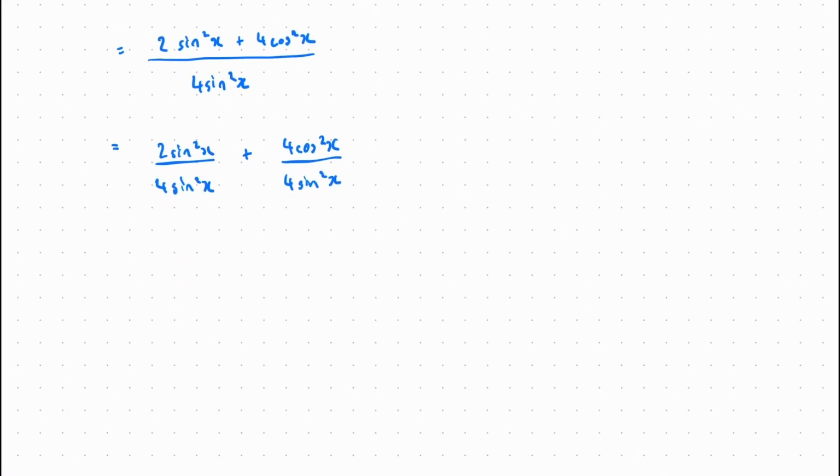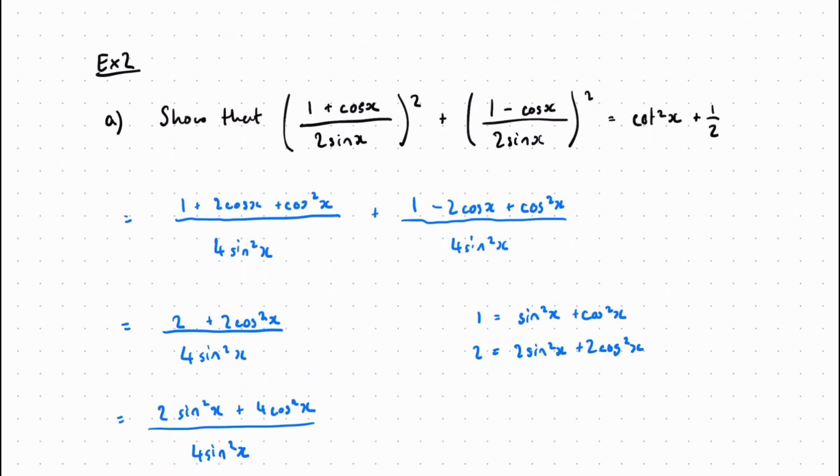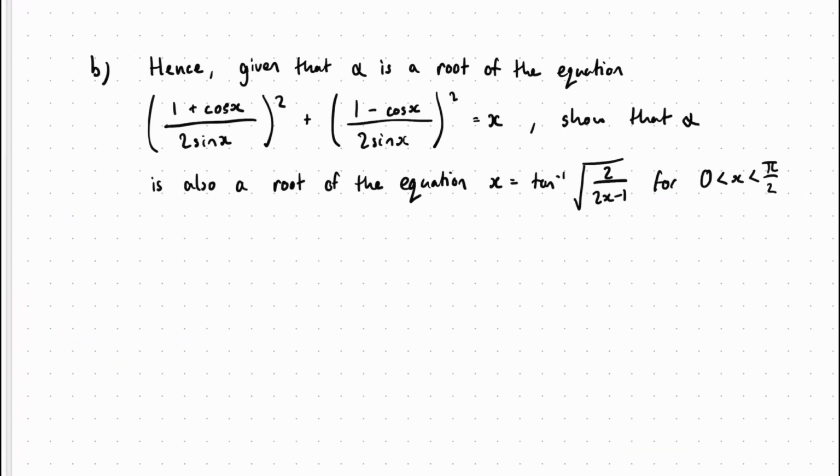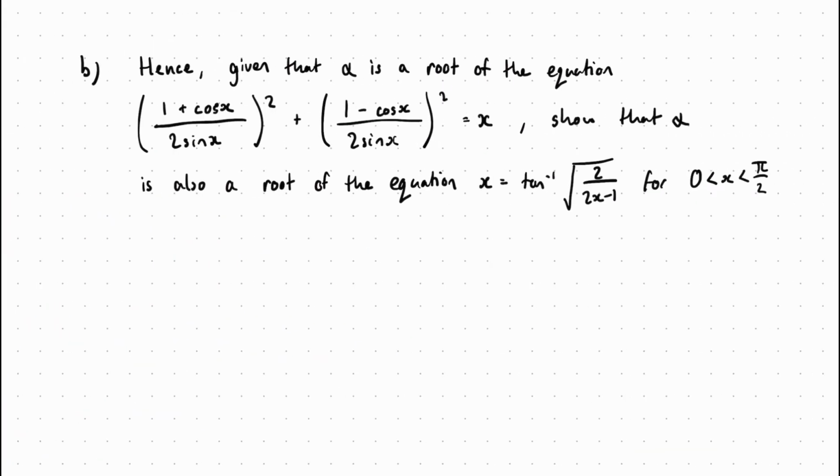Sin squared x is going to cancel out. 2 over 4 simplifies to a half. Cos squared over sin squared is cot squared. 4 divided by 4 is 1. So plus cot squared x. There we go. We've shown how this becomes cot squared x plus a half. Let's have a look at the next part.